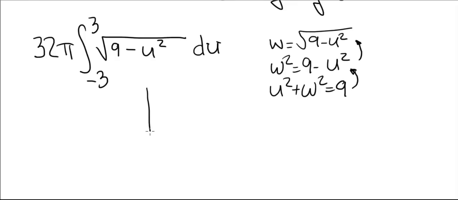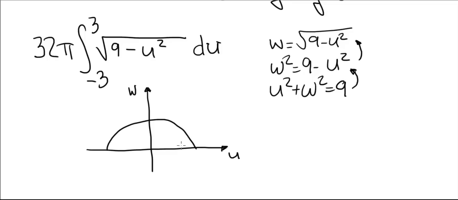So let's draw the picture. Here's the uw plane, this is u and this is w. Here is the upper semicircle. Notice its radius is 3, so it's from minus 3 to 3. And this is the graph of w equal to the square root of 9 minus u squared. The integral is asking for this area. Well, we can find this area without integration. We know the area of a circle with radius 3 is 9 pi, so the area of half a circle will be 9 pi divided by 2.